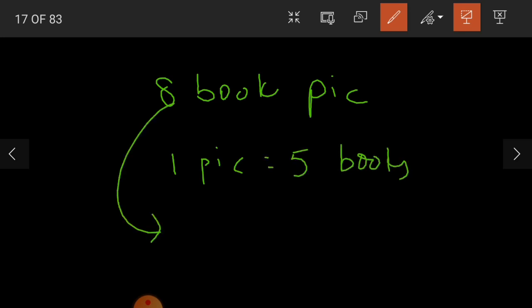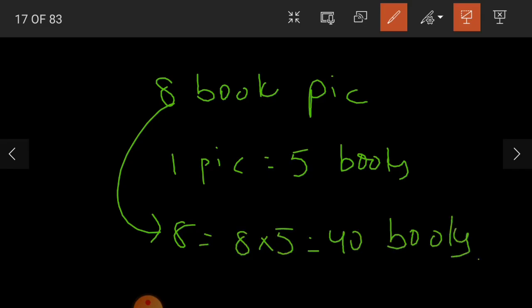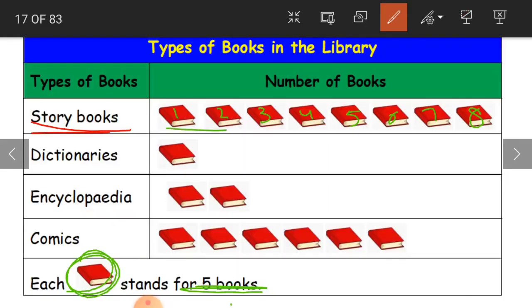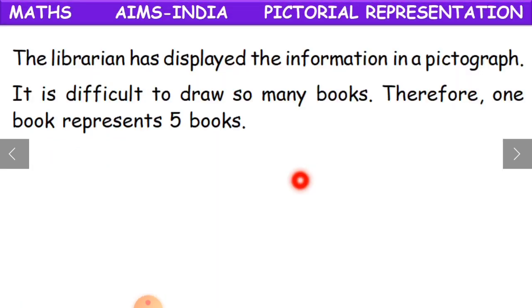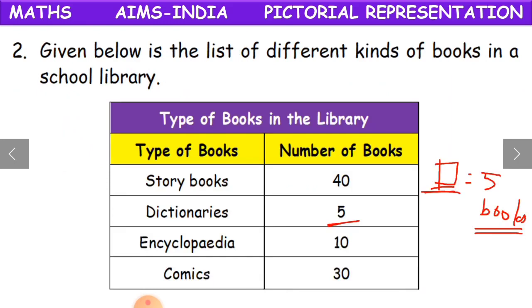So now 8 books is equal to how much? 8 into 5, that is equal to 40 books. Even though we are seeing only 8 book pictures here, what is its actual value, children? What is it representing? It is representing 40 books. See, what we have decided? We have decided that one book represents 5 books.